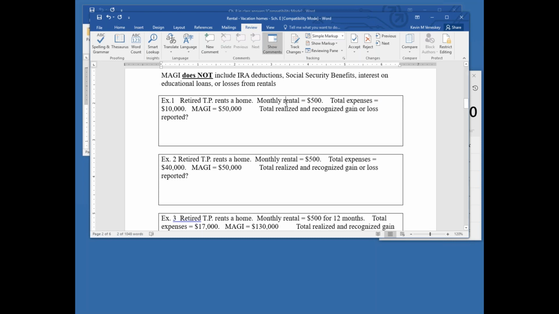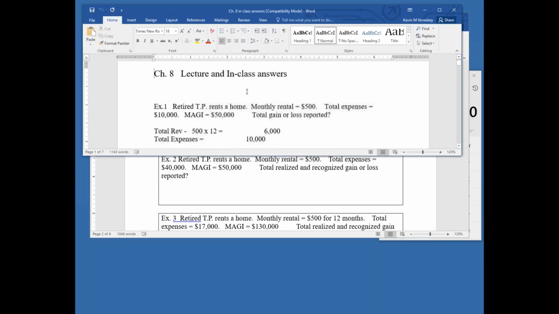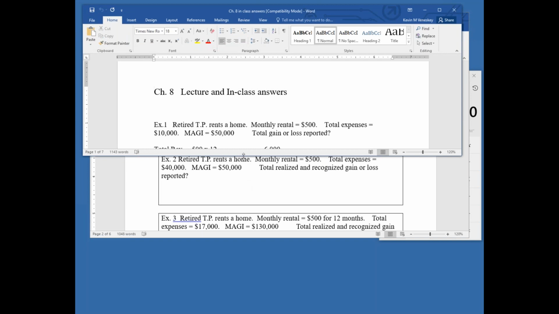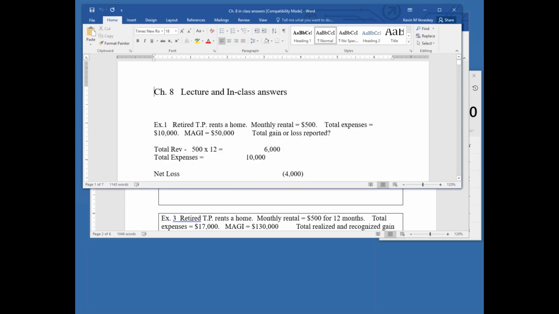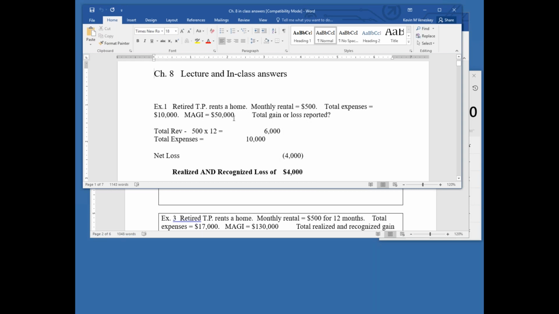Okay, so with this one, we had monthly rental income. If this is $500 per month, that would be $6,000 per year. 6,000 minus the 10,000 says we had a net loss. We had a realized loss of $4,000. That would be what's called our realized, because that's what we just calculated, bare bones, no rules. And then this person would actually qualify for up to the 25,000 loss rule. So they could record this and recognize it as a 4,000 loss on their tax return. They could put a negative 4,000 for Schedule E.